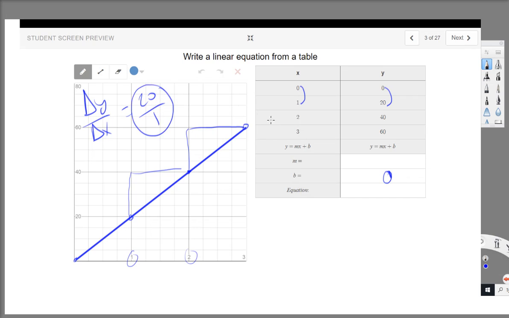That's the slope. So the slope is just a number. 20 over 1 is just 20. And now you've got to get it into this form. y is equal to the slope, which is 20, x, and we don't write plus 0. So that's the equation that represents this line.